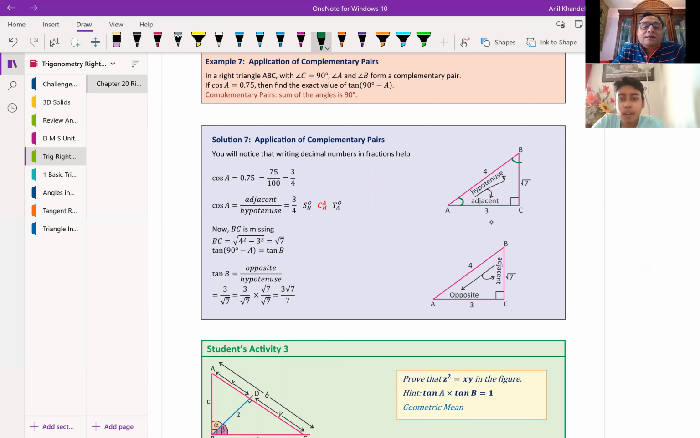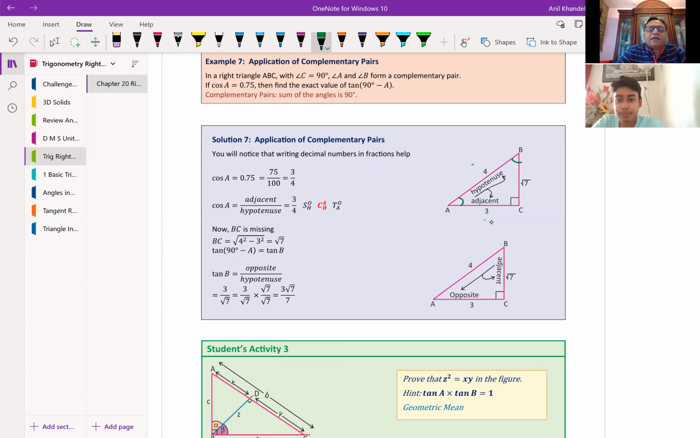If I write 0.75 as 3 over 4, it is easy for us to make the triangle. Easily we can say this side is 3, the other side is 4, and that is how we could figure it out. So 3 over 4 means we have 3 here and 4 in the hypotenuse. We can find the third side, and we can now write down all the trigonometric ratios. It is good practice to convert decimal numbers into fractions and then work with trigonometry.